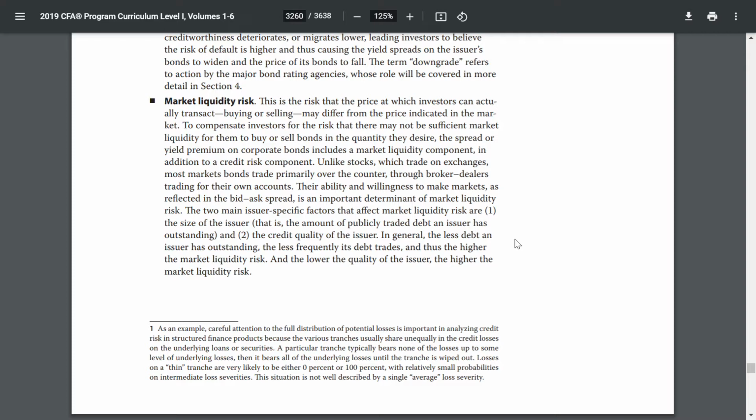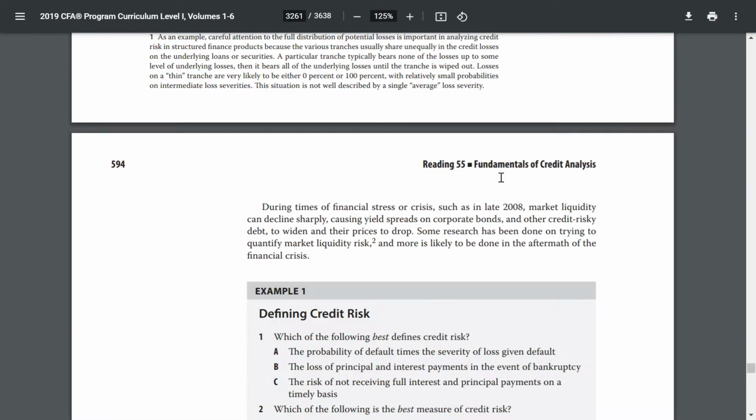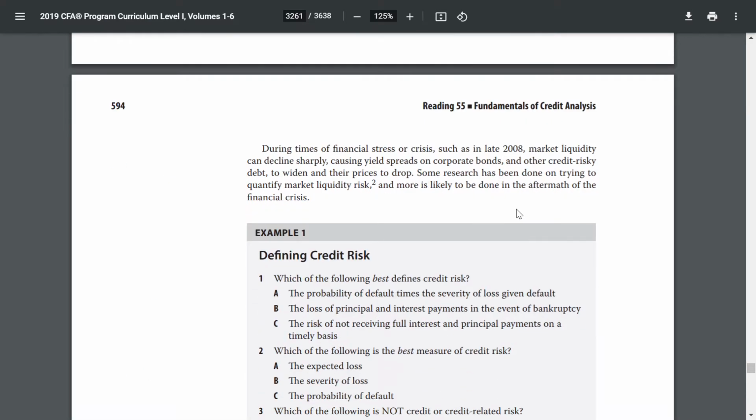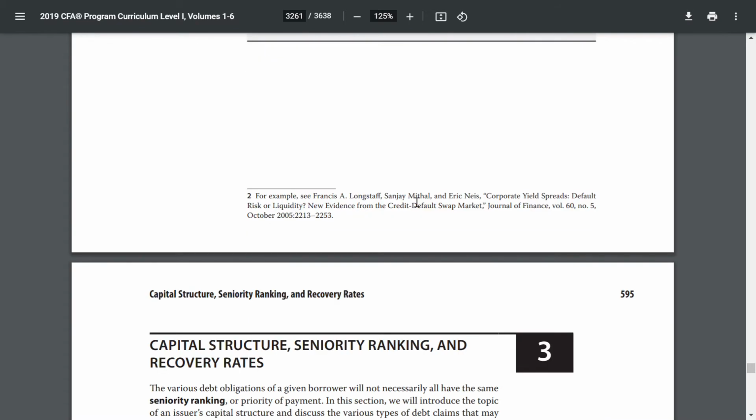The spread or yield premium on corporate bonds includes a market liquidity component in addition to the credit risk component. During times of financial stress or crisis, such as in late 2008, market liquidity can decline sharply, causing yield spreads on corporate bonds and other credit risky debt to widen and prices to drop. Some research has been done on trying to quantify market liquidity risk, and more is likely to be done in the aftermath of the financial crisis.